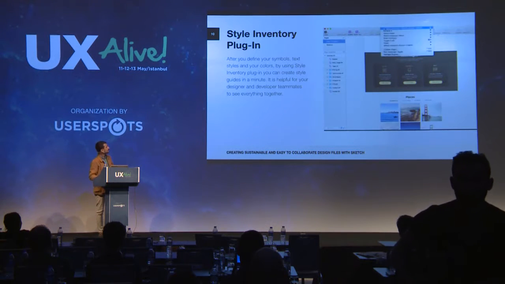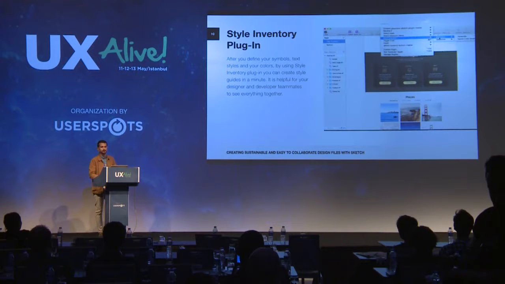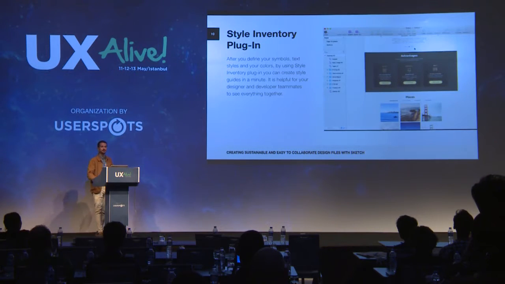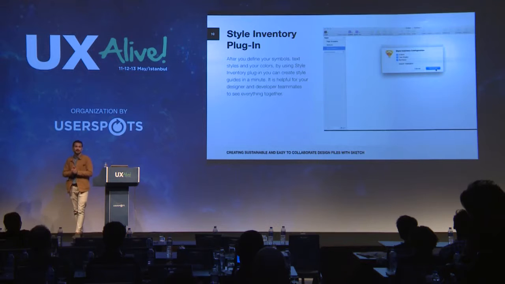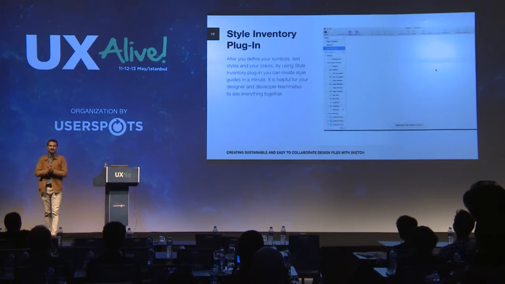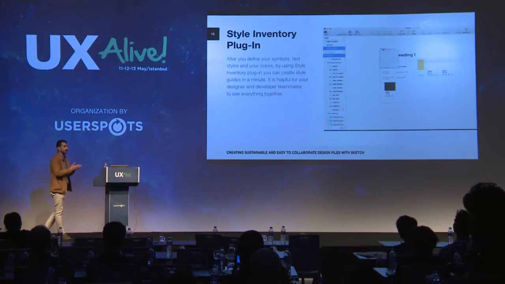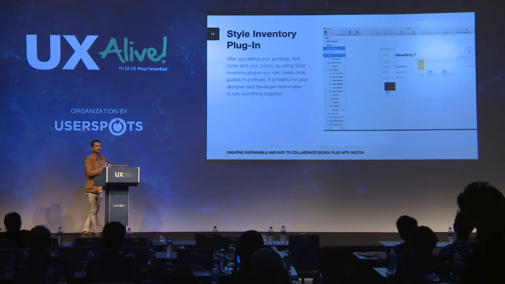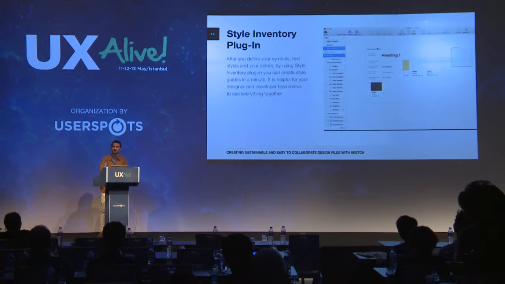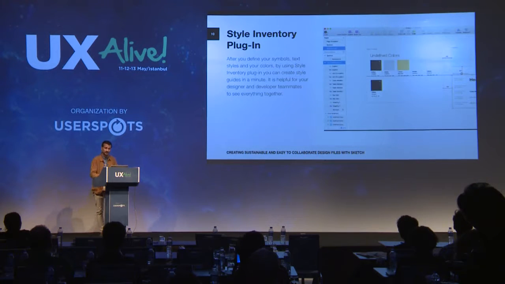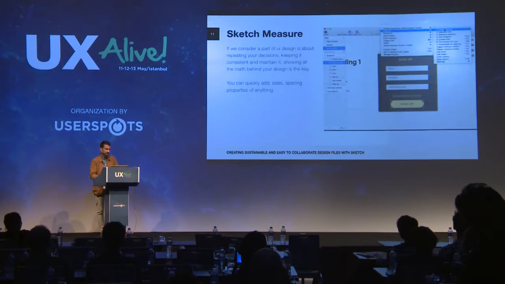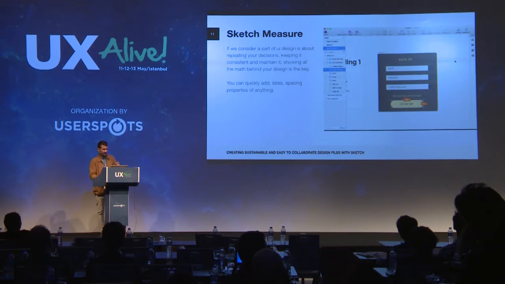And the next thing is a plugin named Style Inventory. After you define your colors, your symbols, your font styles, when it's time to create a style guide for your developers or designers, Style Inventory helps you. And all you've got to do is click on the Generate button, and your style guide is ready in less than a minute.